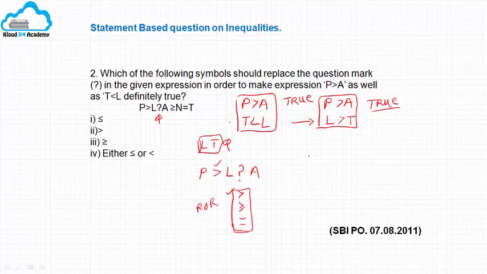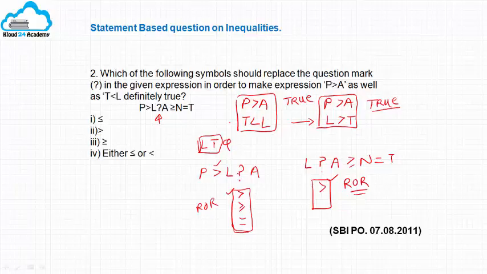Let's check for L and T now. With which expression can I replace this question mark? I can replace it with greater than only. Why? Because as per the rule of ranking, greater than will be given preference. So I can fill it with only greater than. I want L greater than T.